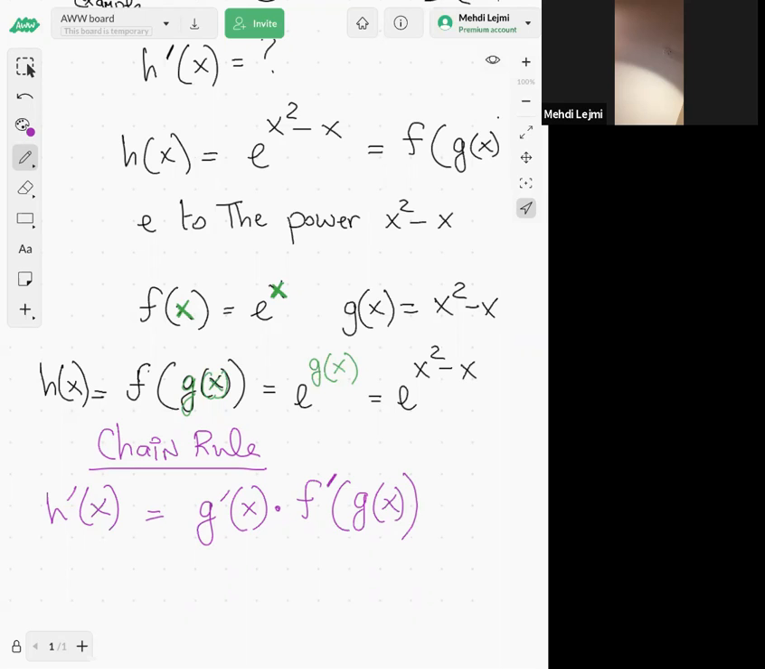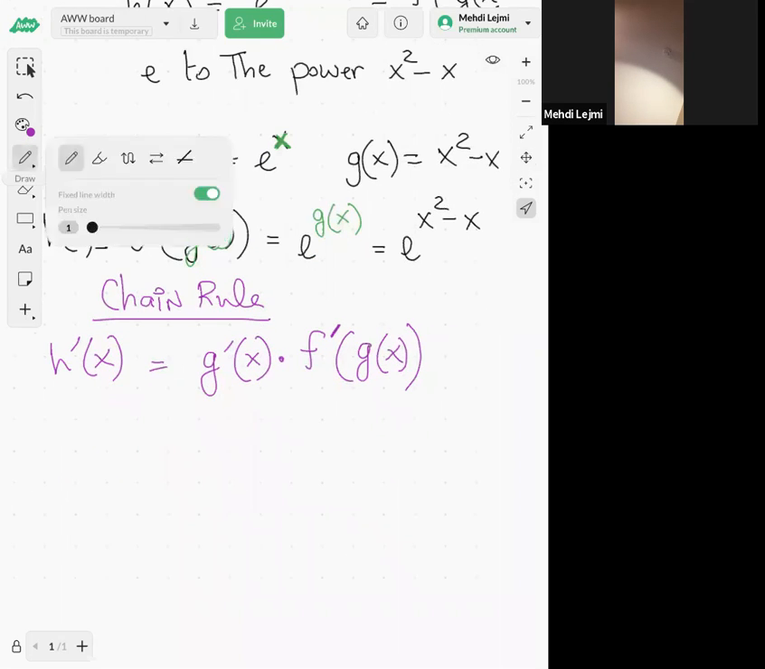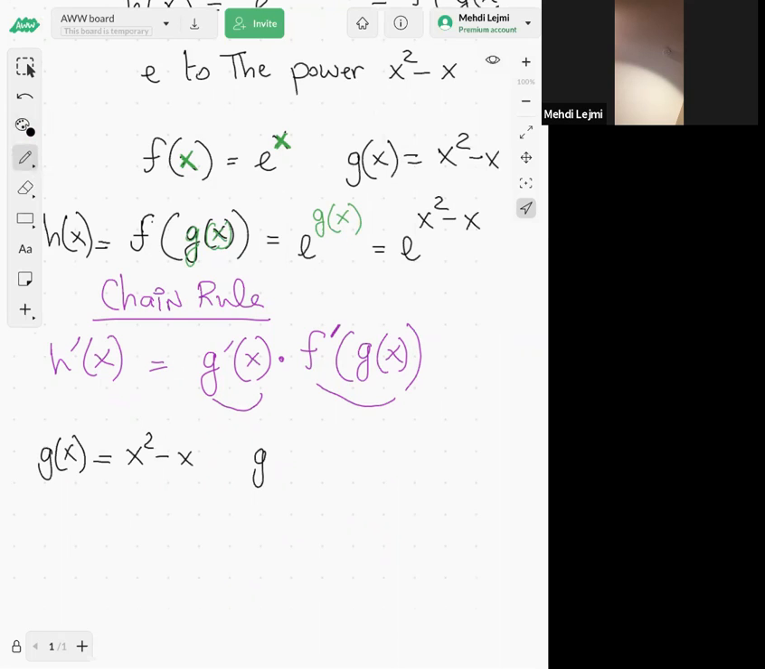All right, so then what will be g prime of x? So you see here, guys, in this chain rule, we need g prime and we need f prime of g, right? So first, g prime of x. So we said g of x is x squared minus x. So then g prime, derivative. So this is just a subtraction, right?